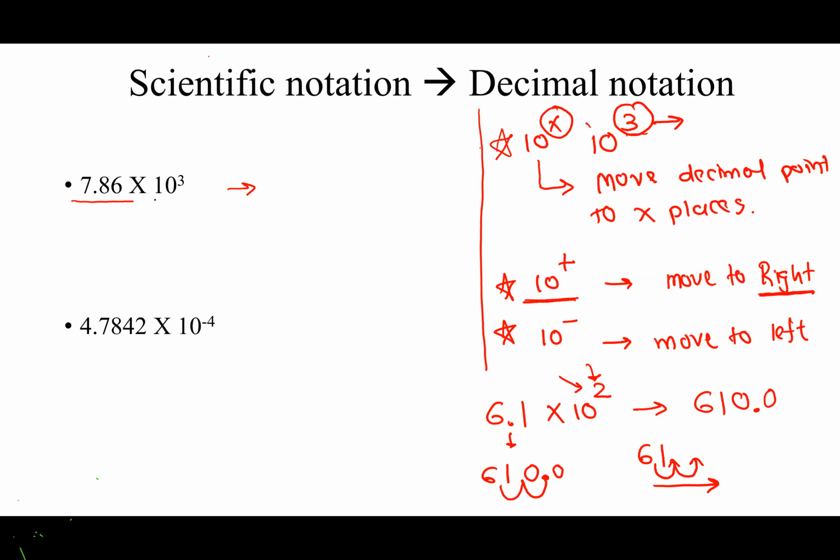So let's try this one. I showed you the simple example, which has fewer digits in the number. Now we have 3 digits in the number, and the power of 10 is more than 2 too. So give it a try. I'm going to give you 1 minute to solve this. Follow the rule that we just have here. You should be able to answer it.